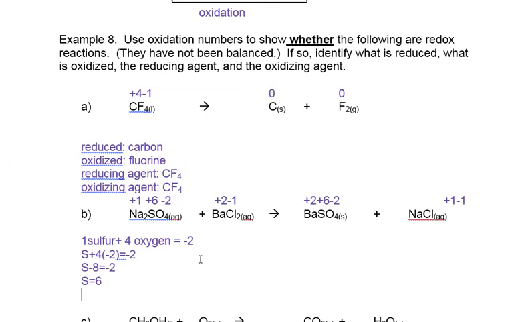So we can see in this question, sodium starts out at +1, ends up at +1. Sulfur starts at +6, ends at +6. Oxygen starts at -2, ends at -2. Barium starts at +2, ends at +2. Chlorine starts at -1, ends at -1. Nothing has changed. So this one, nothing is reduced and nothing is oxidized. This is not a redox reaction.